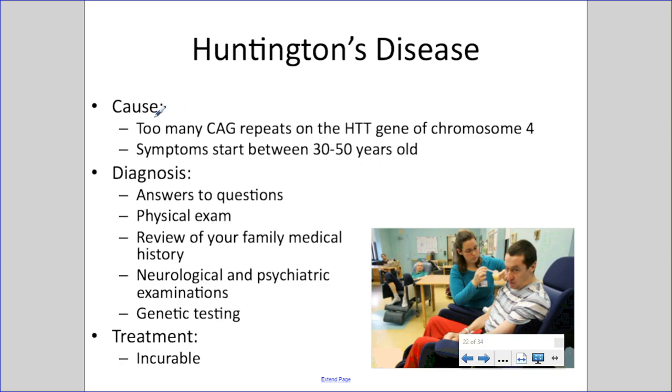In Huntington's disease, the cause is having too many CAG repeats in the HTT gene on chromosome 4. This little sequence of DNA repeats itself too many times within this gene and interferes with its normal function. Symptoms don't show up until later in life, somewhere between 30 to 50 years old. Odds are by that point, the individual carrying this gene may have had a child and potentially passed that gene on to the child.